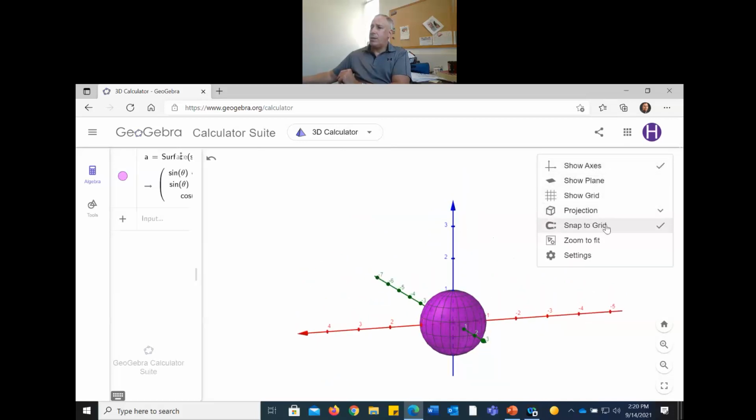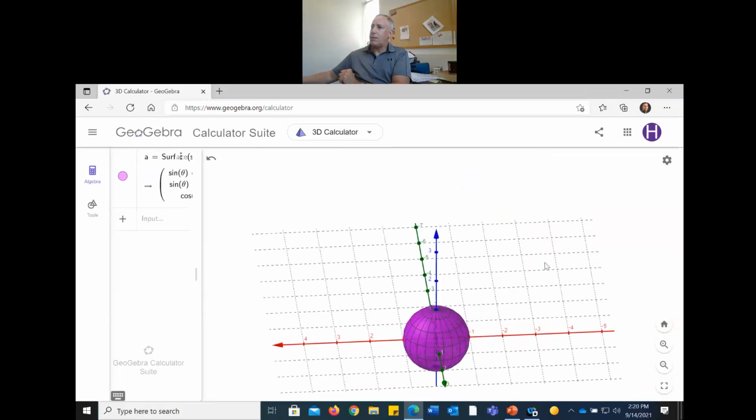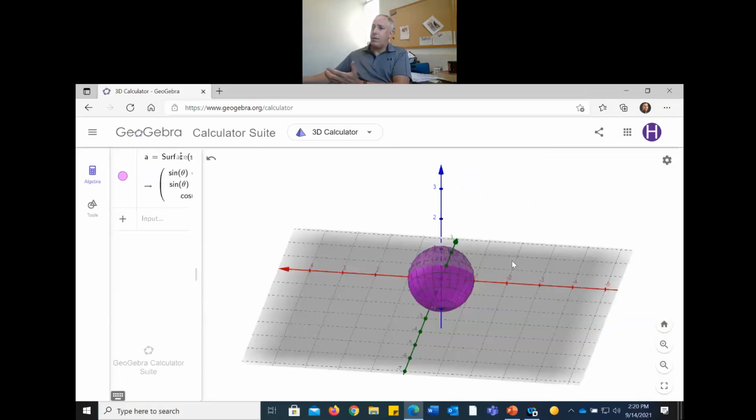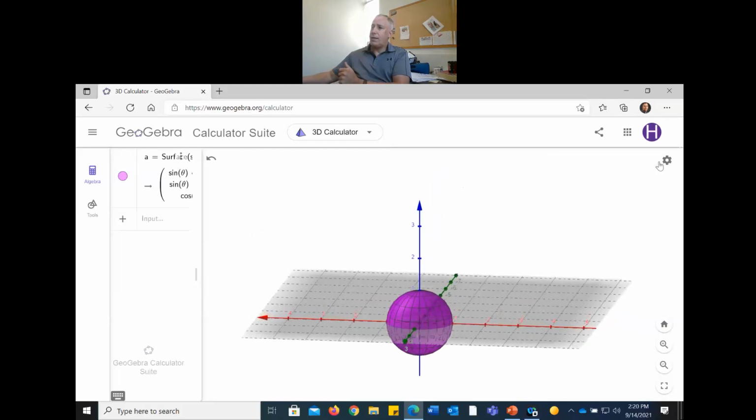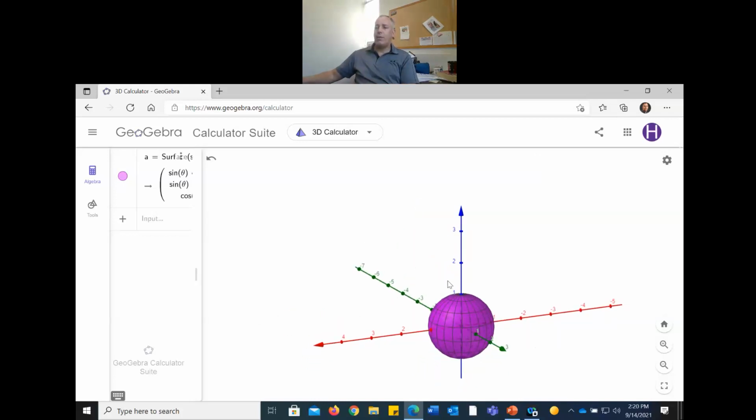There's a lot of stuff here you can do. We can actually show the grids, if you want. That's not necessary. You can even show a plane, but you don't have to do that. I don't like to do that actually. I just like to take this off. So that's your s orbital. You see how easy?